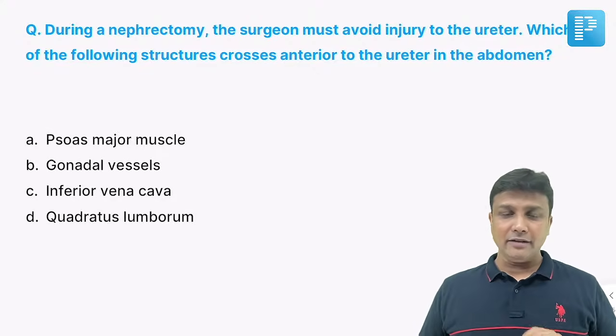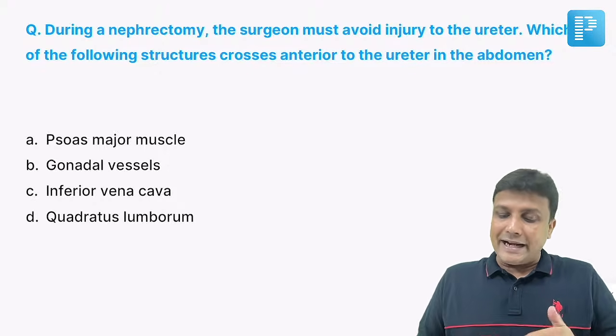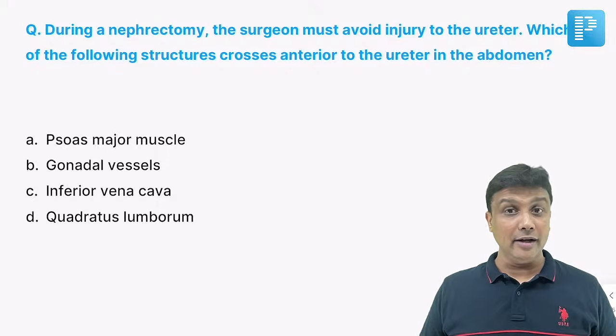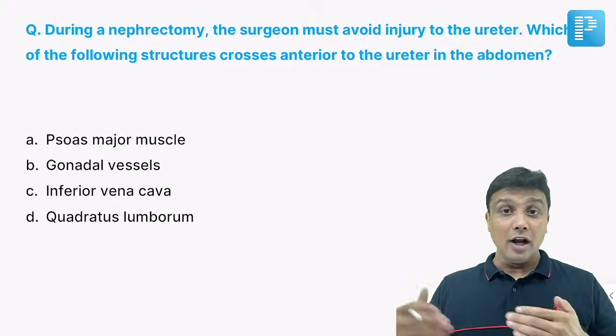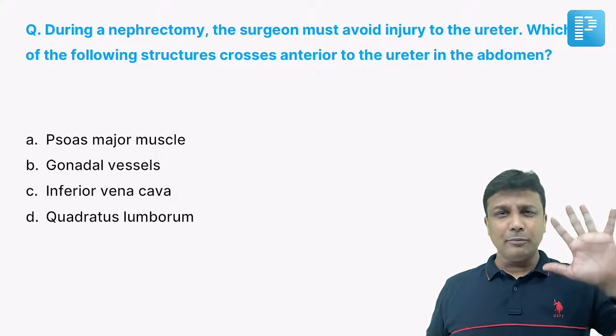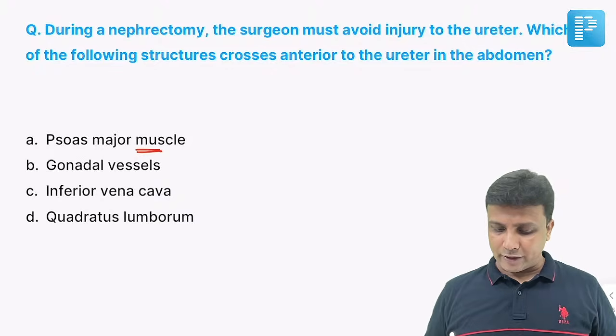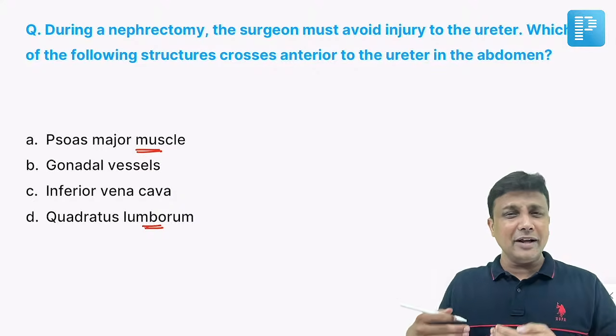During nephrectomy, the surgeon must avoid injury to the ureter. Which of the following structures crosses anterior to the ureter in the abdomen? Anterior to the ureter. Not posterior, sir. It should be passing anterior. So if you see, the posterior abdominal wall is actually made up of psoas major muscle and then the quadratus lumborum muscle. They are present actually behind.